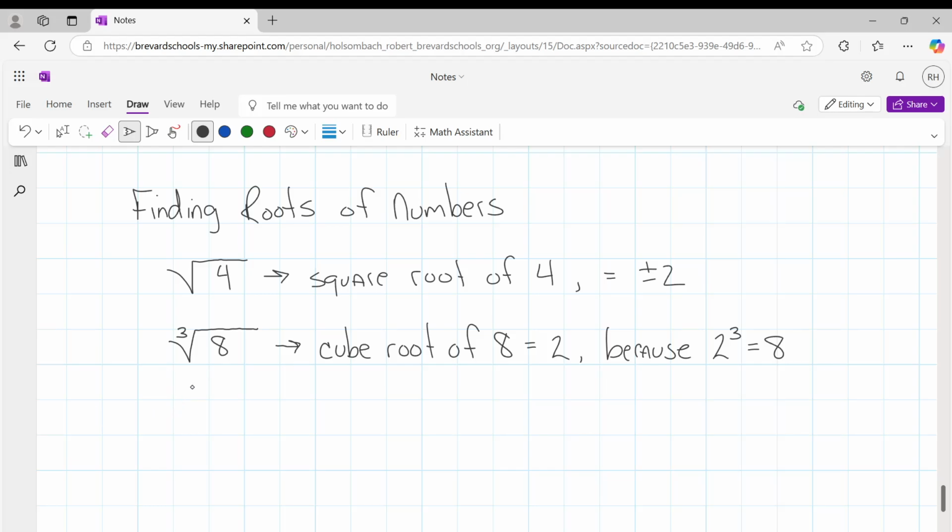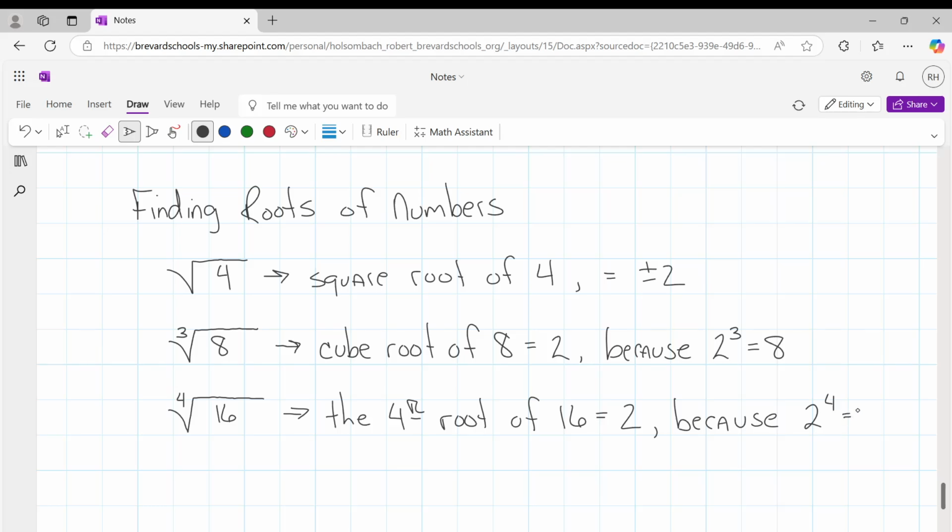You're going to be asked to find maybe the fourth root of, let's go with 16. You would read this as the fourth root of 16. And it's equal to 2 as well, because 2 raised to the fourth power is equal to 16.